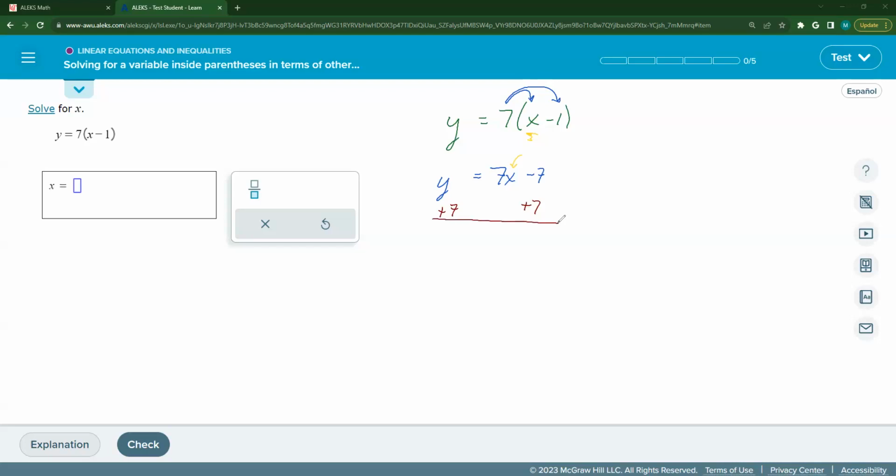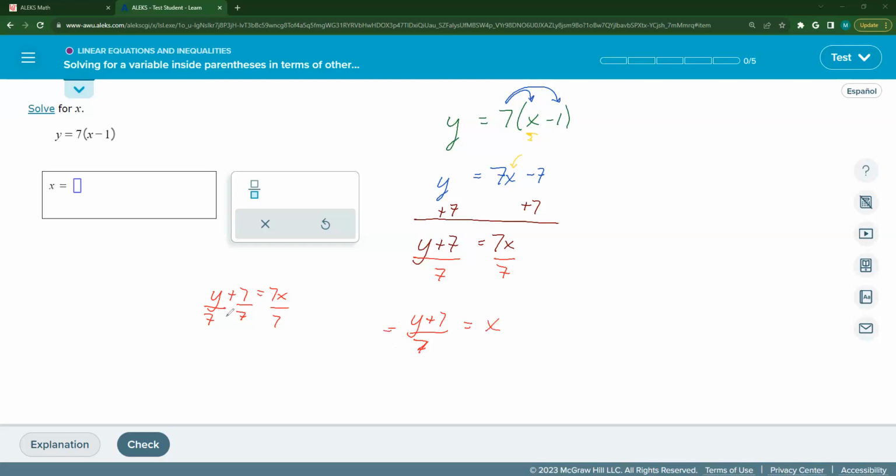Remember, these problems could look uglier to begin with. So y plus 7 equals 7x. Almost there. So we're going to divide both sides by that 7. Remember, I could also say that this is y plus 7 equals 7x. If I divide by 7 here, I can divide one at a time by 7. All right, so my answer is going to be y plus 7 over 7, and that equals x.